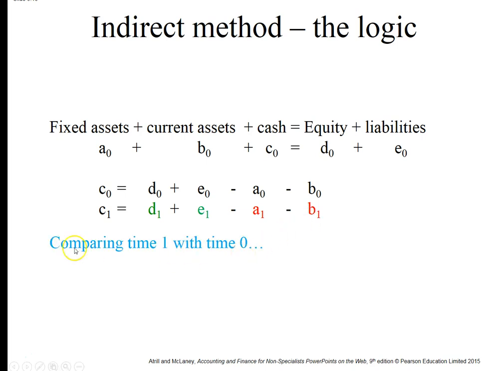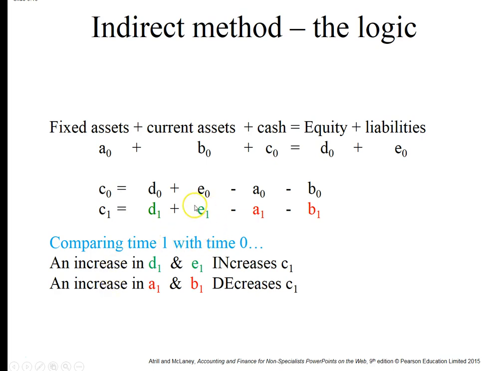So effectively what we're doing in our indirect method of the cash flow statement is comparing time 1 with time 0. In other words, we're explaining the cash flow, the movement from C0 to C1. And we're doing it not by looking at it directly here, but by looking at the effect of all these elements on our cash balances.